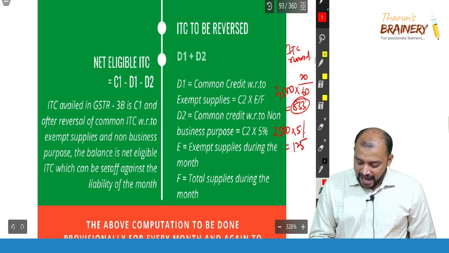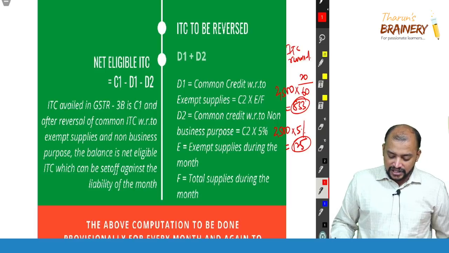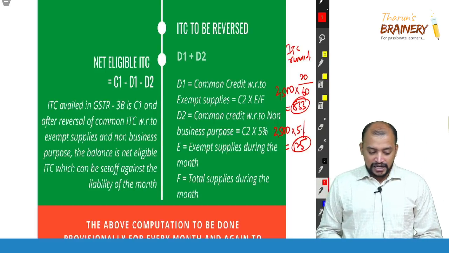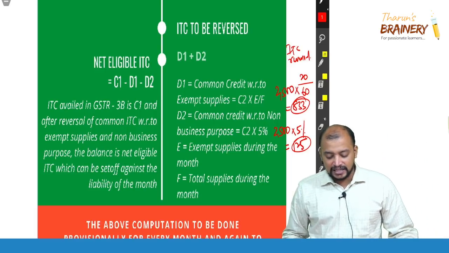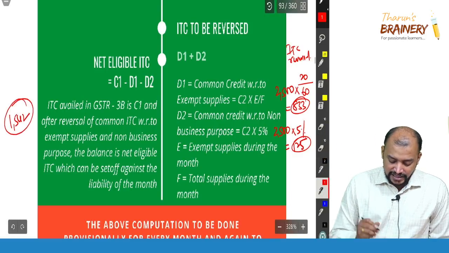So then the balance ITC is what we will take. What is the net eligible ITC? 2500 rupees minus 833 minus 125. So 1542 is the net ITC that we will take.